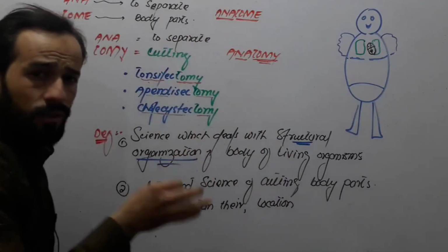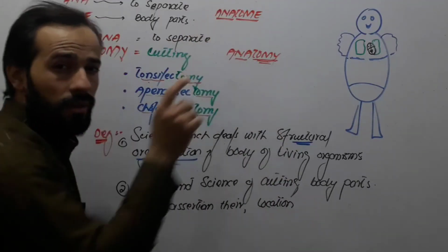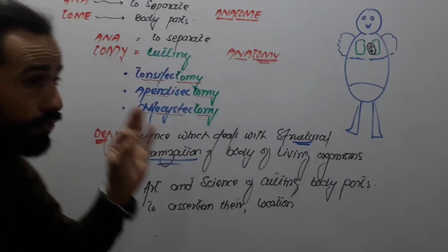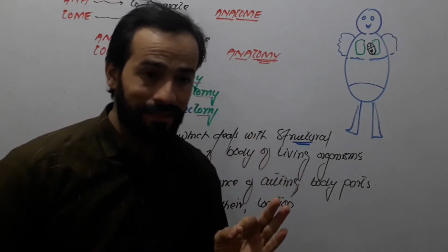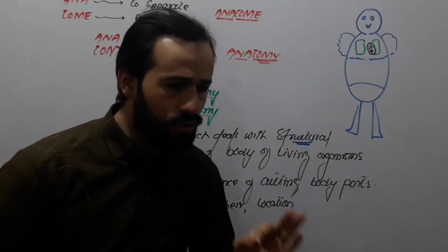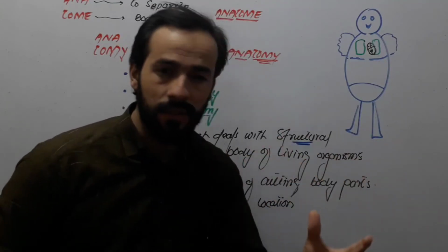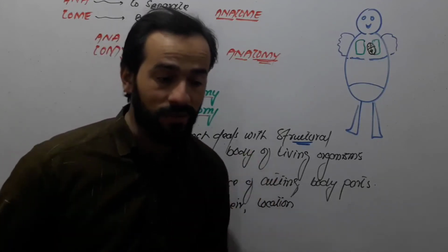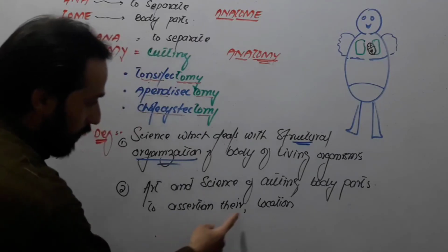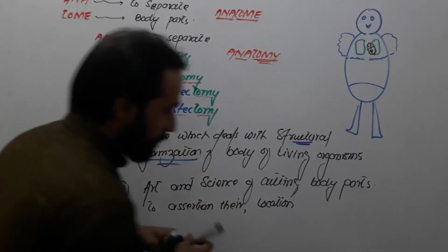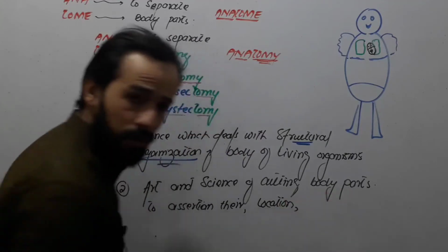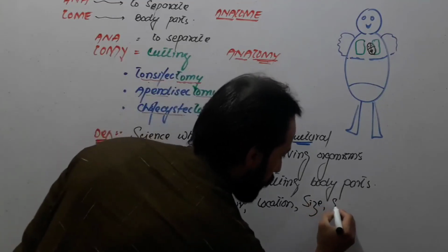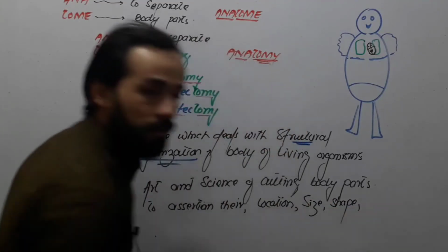So for anatomy, you have to know about dissections. The art and science which teaches the dissections of the body, which teaches you how to dissect the body, how to enter the body, and it shows you the composition of the body, what the body is made up of, right? So look carefully. To ascertain their location, we want to know about the location of different body parts. We want to know about the size of different parts. We want to know about the shapes of different parts of the body, right?